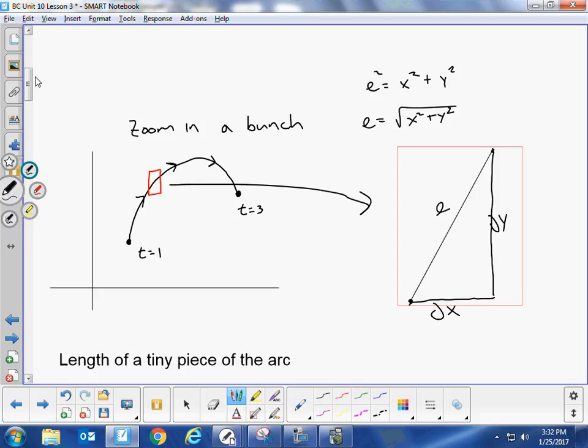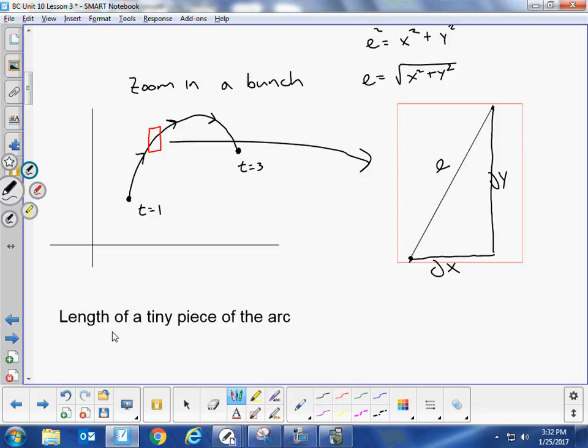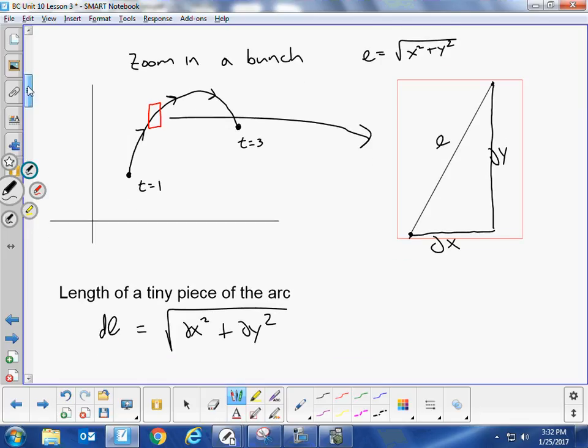So we're going to say the length of a tiny piece of the arc, dL, is equal to the square root of dx squared plus dy squared. We got that? That's super important.